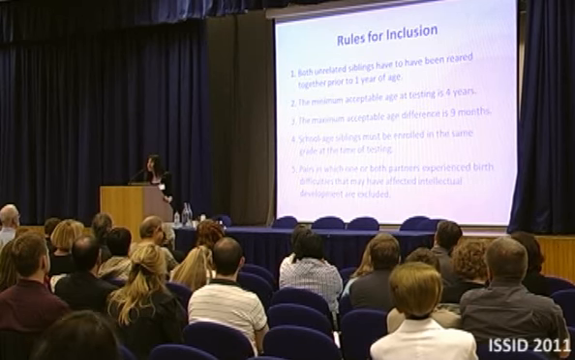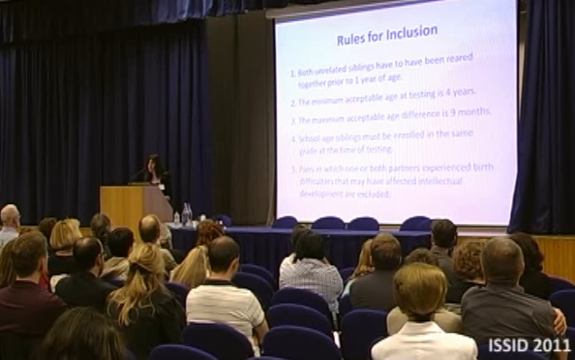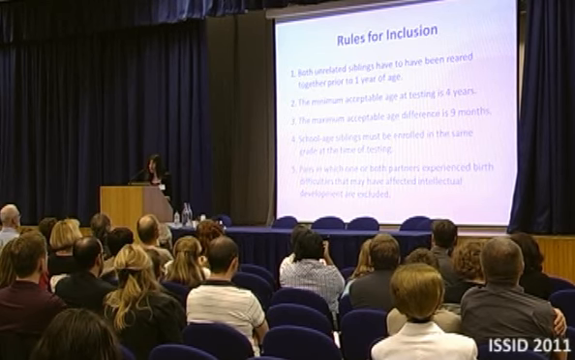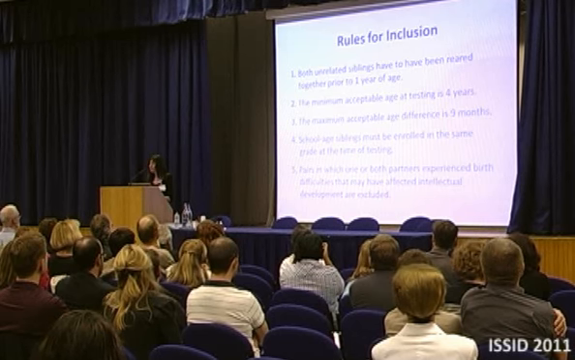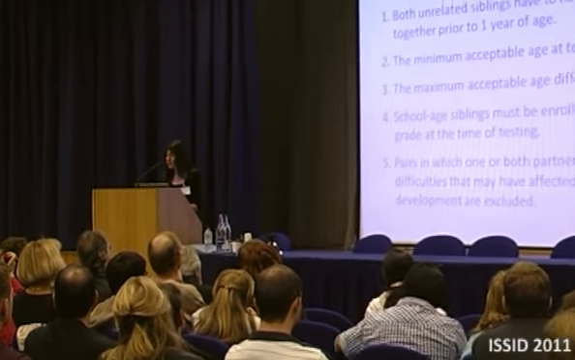Now, I've developed some very strict rules for who I allow into the study, and I won't go through the rationale for each of them at this moment, but just to tell you what these rules are. Both unrelated siblings have to be reared together before 1 year of age. The minimum acceptable age of testing is 4 years, and the maximum acceptable age difference is 9 months. But as you'll see, the difference is a lot less than that. School-age siblings must be enrolled in the same grade at the time of testing to preserve the twin-like nature of the relationship, and pairs in which one or both partners have experienced any sort of birth trauma or serious difficulty have been excluded from the study.